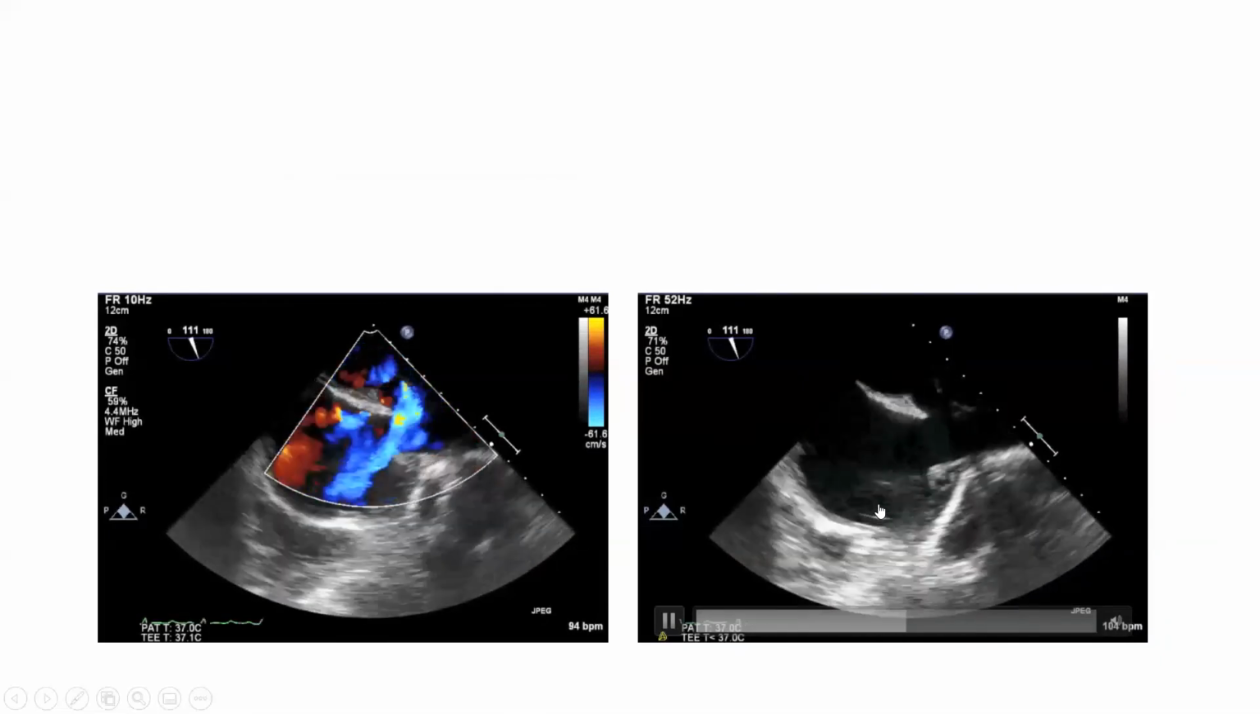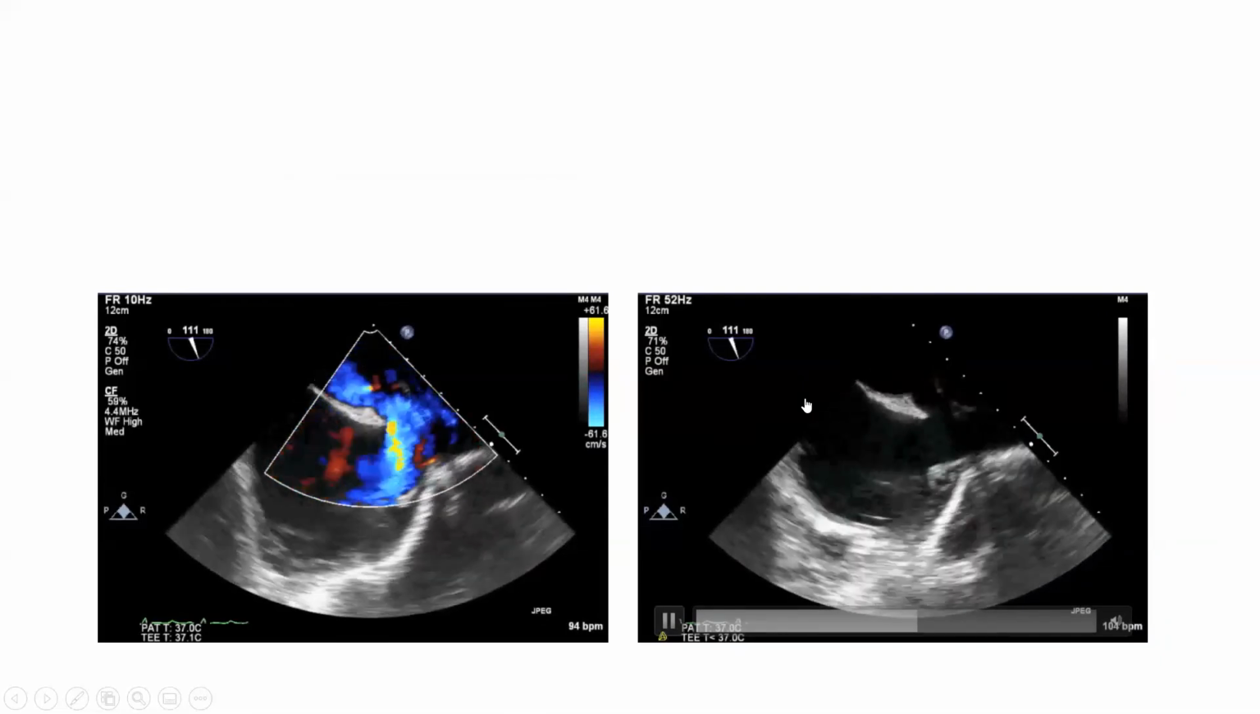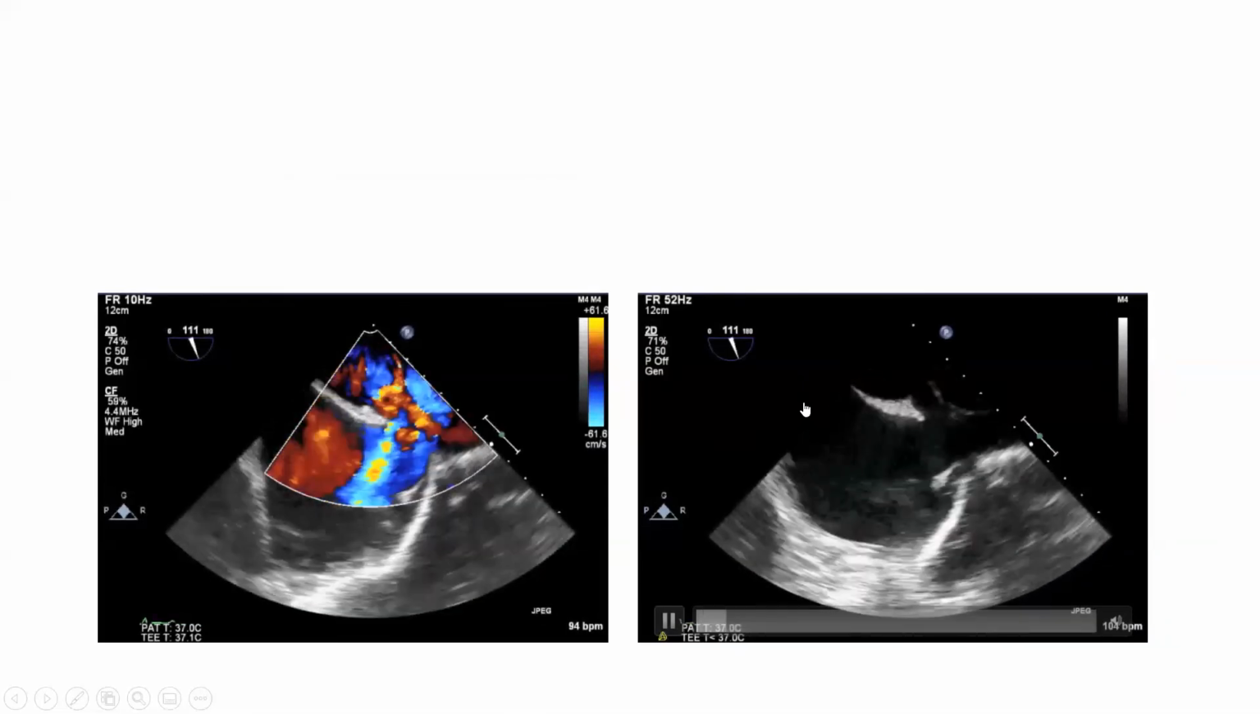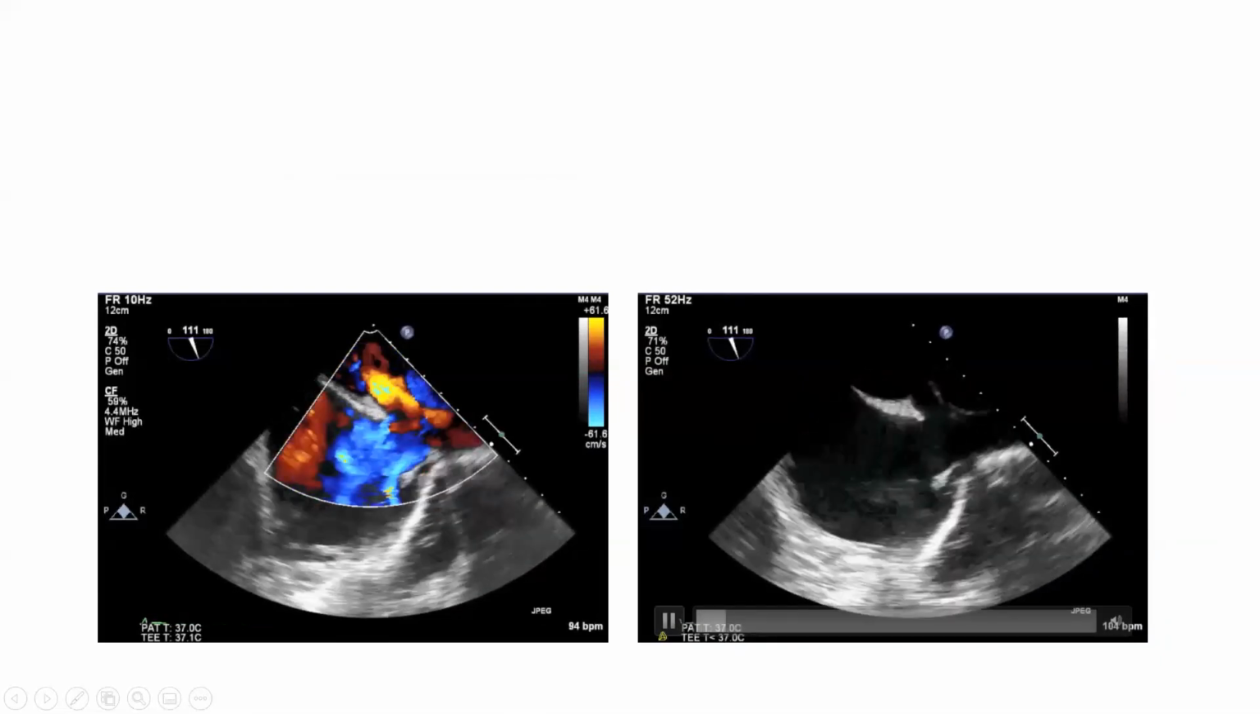So this is a bicaval view. Superior vena cava here, inferior vena cava here. They did TE for this patient because he has severe RV dilatation.